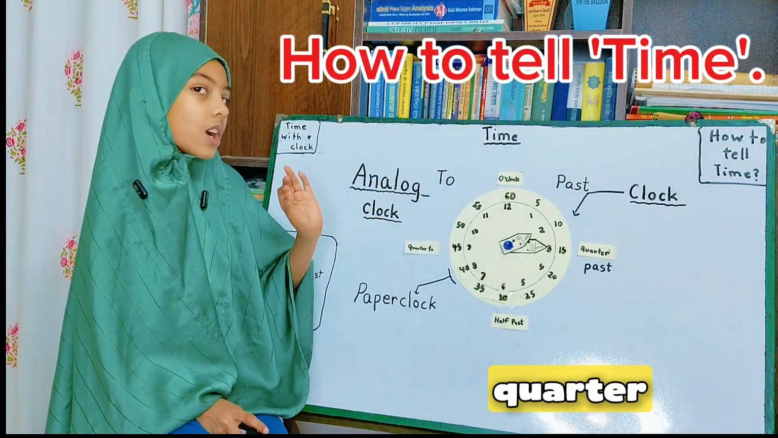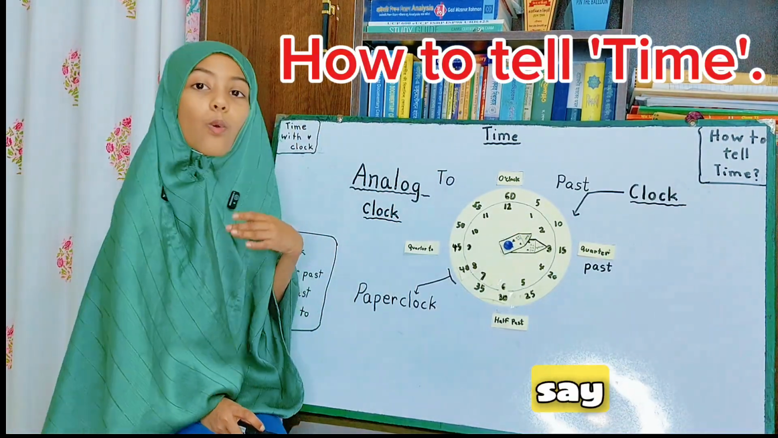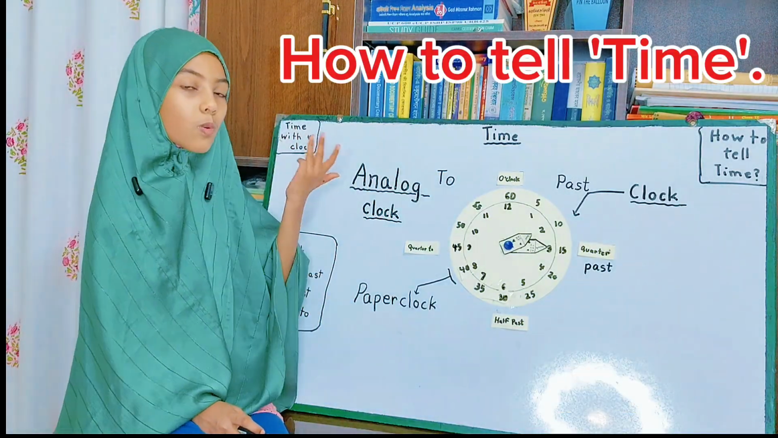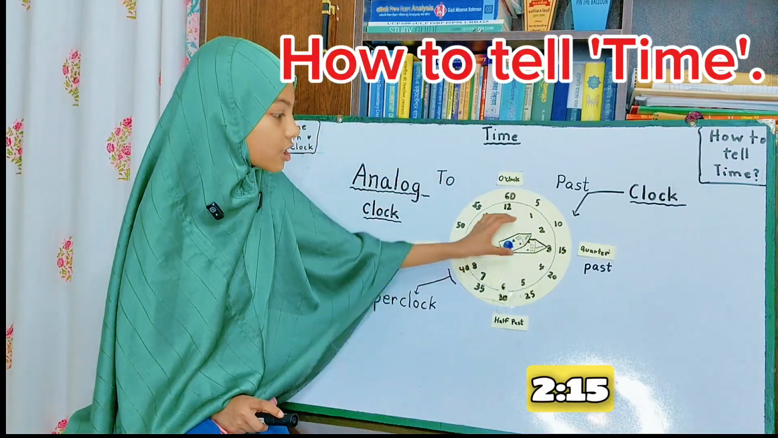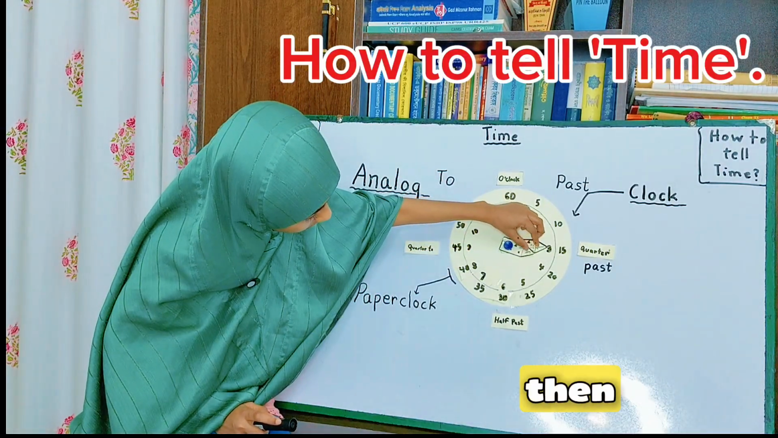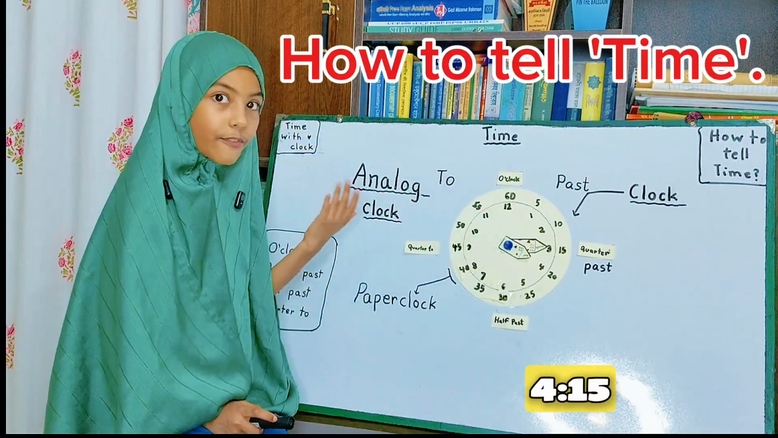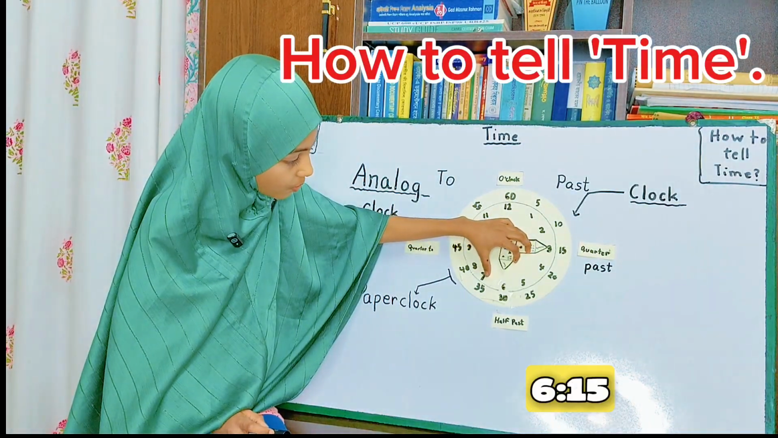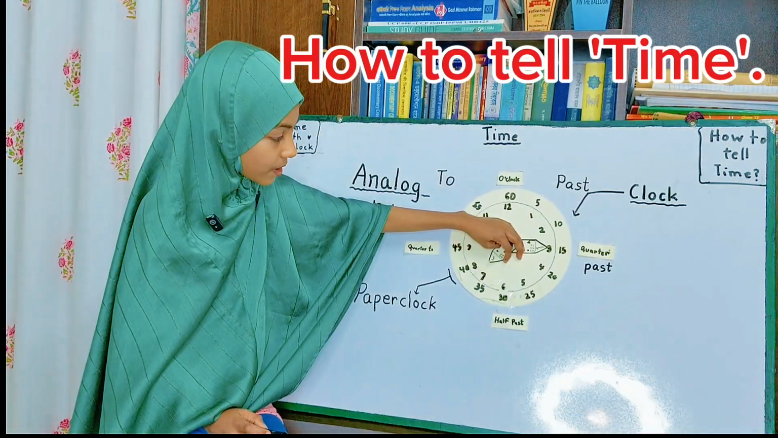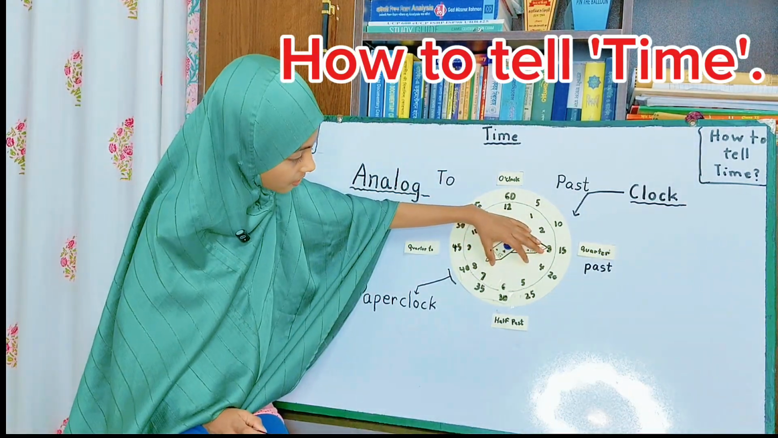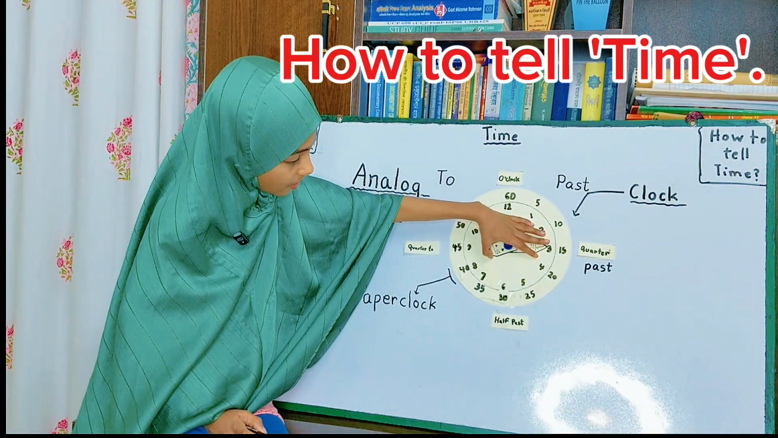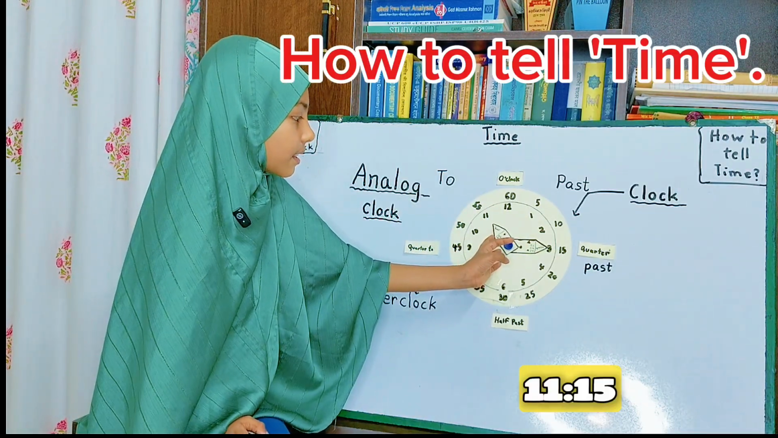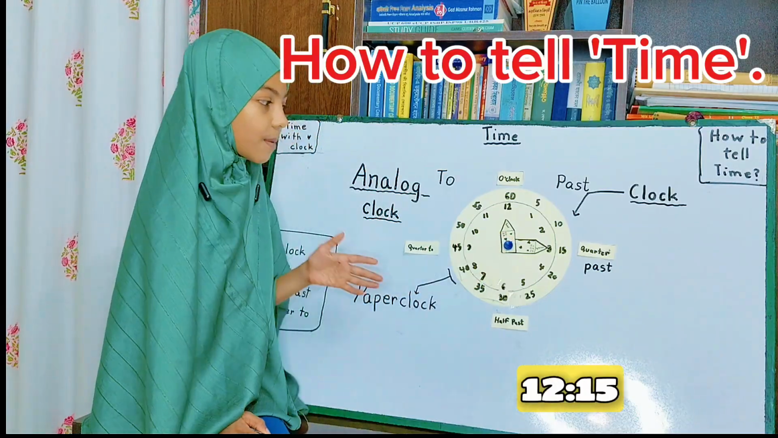The spelling is quarter past, but we say quarter, the R is silent. Quarter past 2. And then quarter past 4, quarter past 5, quarter past 6, quarter past 7, quarter past 8, quarter past 9, quarter past 10, quarter past 11, and quarter past 12.